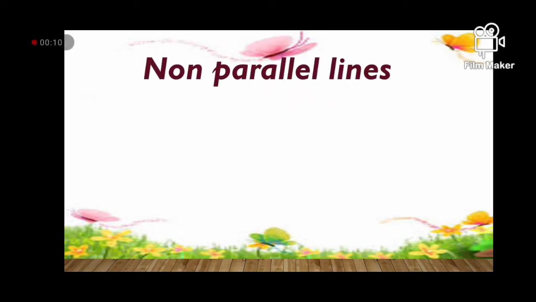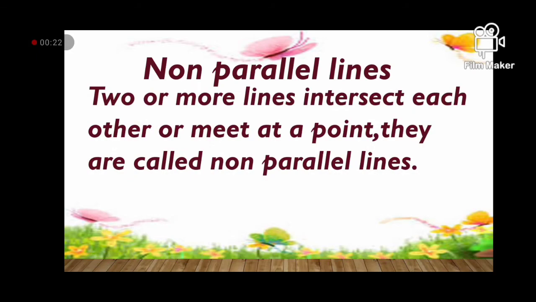The non-parallel lines must be the opposite of the parallel lines. Parallel lines do not intersect each other, but the non-parallel lines are two or more lines that intersect each other or meet at a point or any point. They are called non-parallel lines. The non-parallel lines have a distance between them that is not the same at every point. So they can intersect each other at any point.